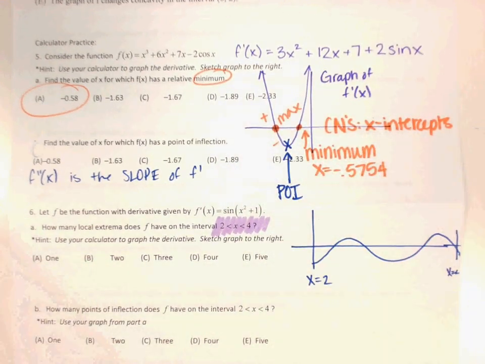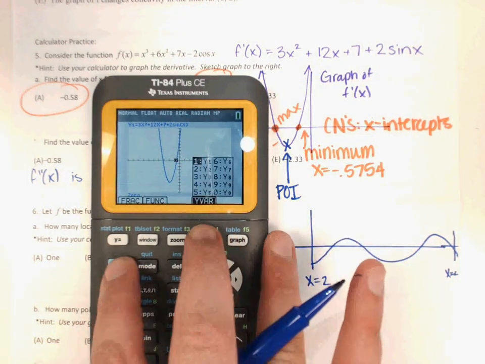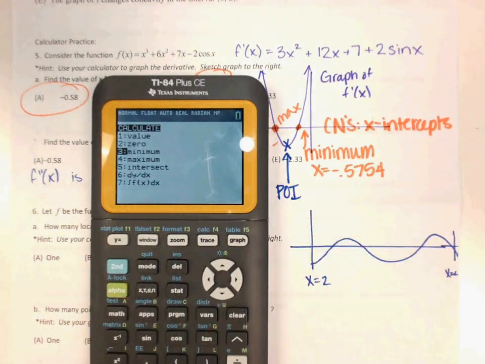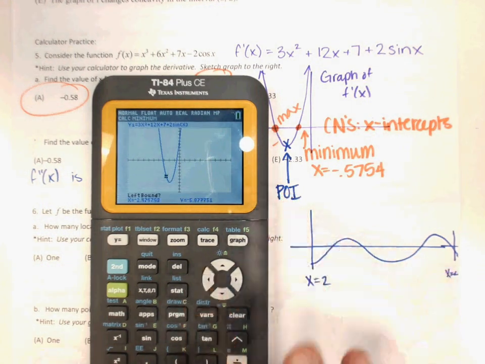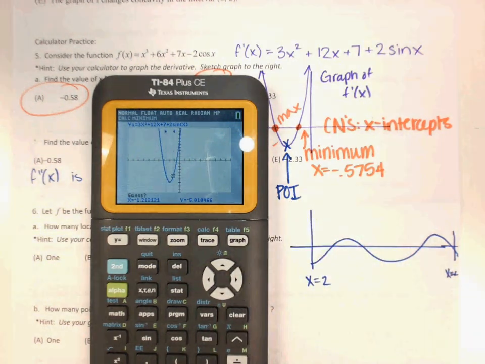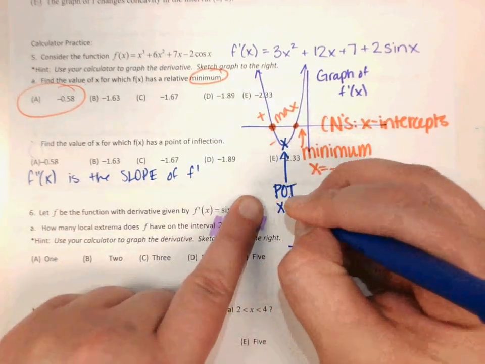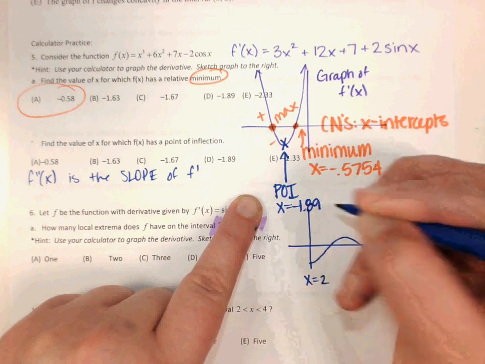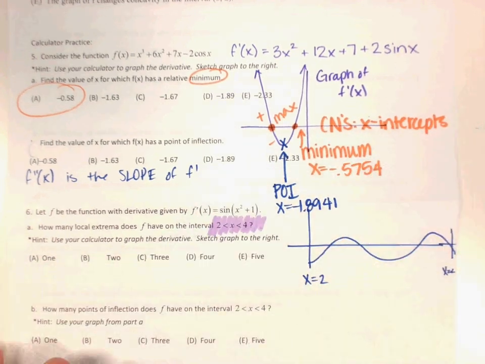Okay, and then in the calculator, you do second trace, and you'd find the minimum. And then you'd go a little bit to this side, bloop, bloop, bloop. Little bit to this side, bloop, bloop, bloop. Okay, and then the min happens at negative 1.89. So that would have been D.